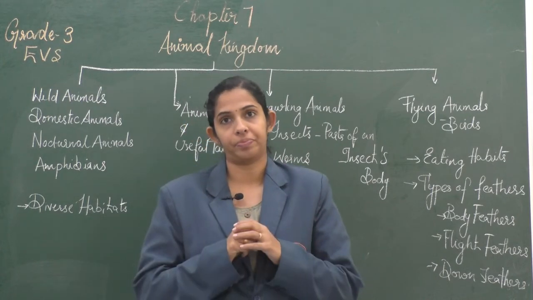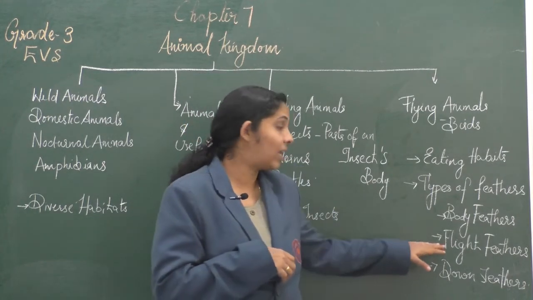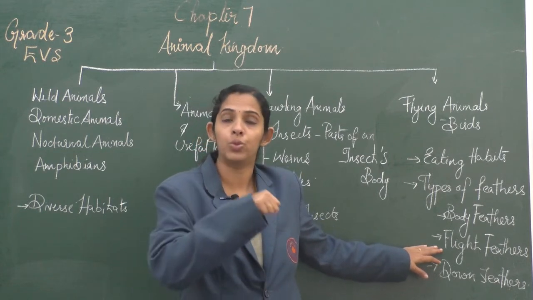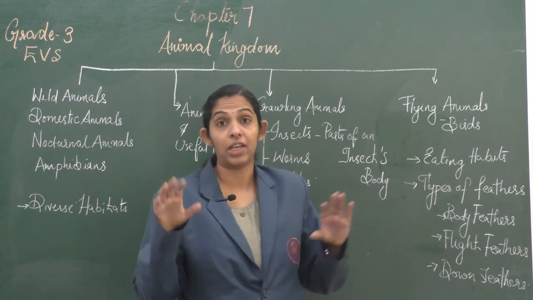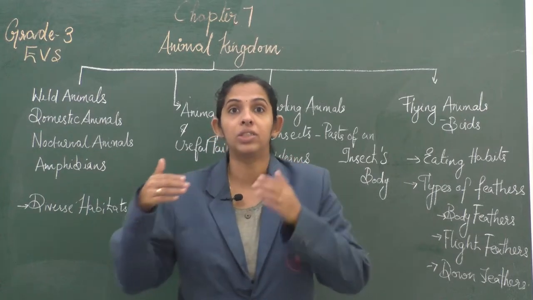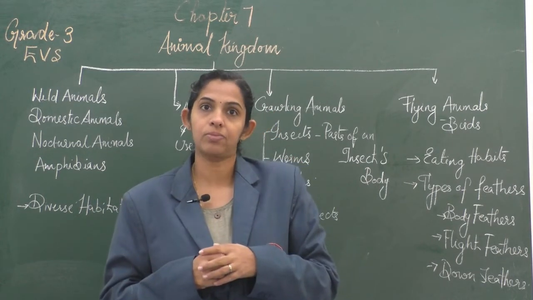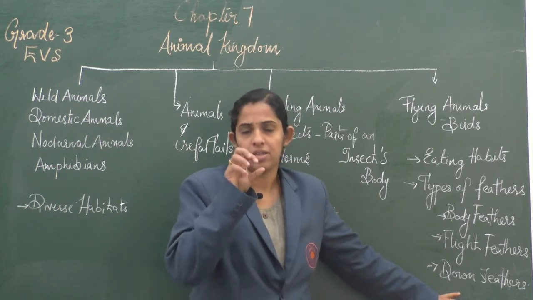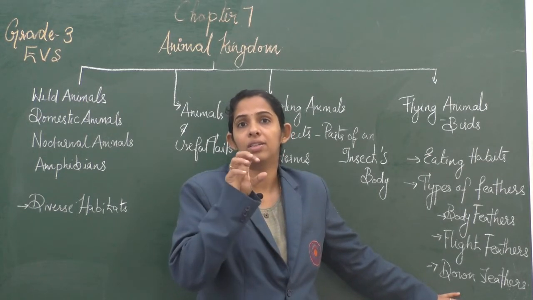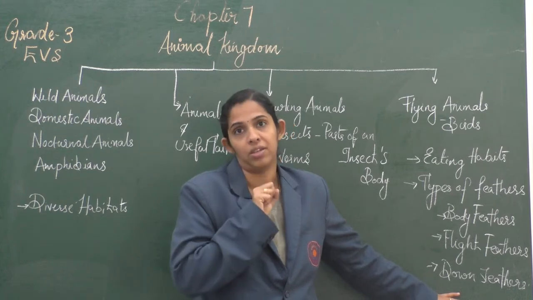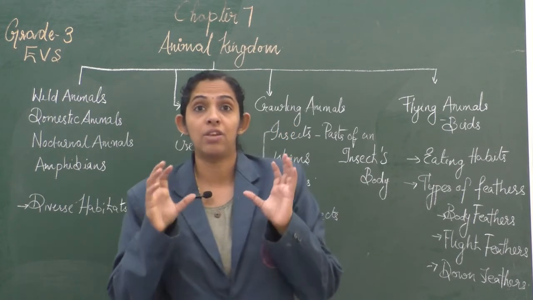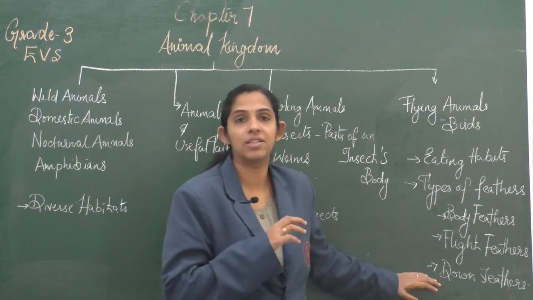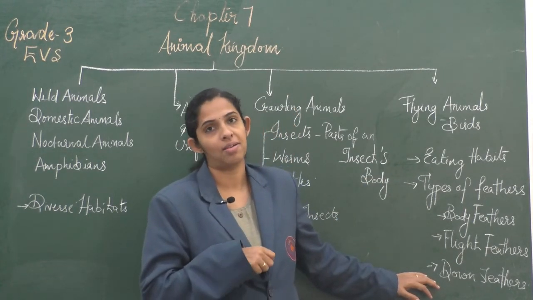It protects them. And flight feathers will help the bird to navigate or it will help them during flying. It is mainly found on the wings or on the tail region of a bird. And the last one is down feathers. Down feathers are very small, soft and fluffy. It will keep the bird very warm. So these are mainly the three types of feathers that are found on a bird's body.